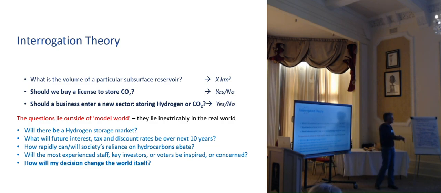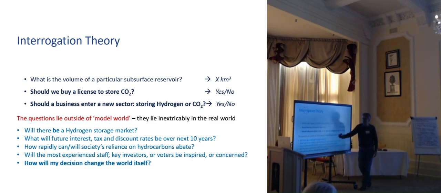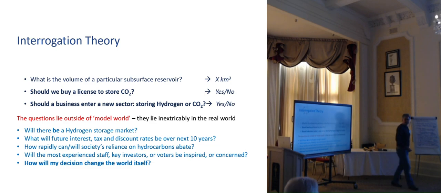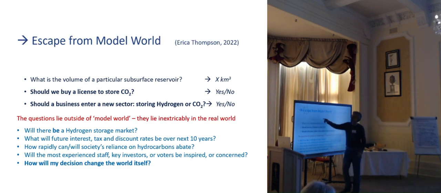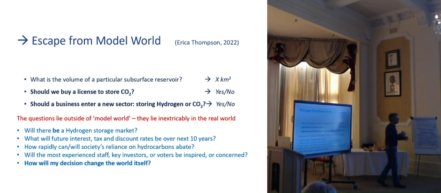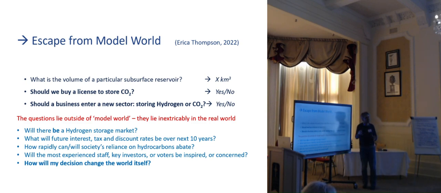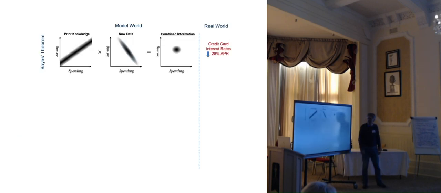So if I start a company that will store hydrogen, that will affect people immediately around me. But if the CEO of Exxon starts to announce that they have shifted away from hydrocarbons, that will change the entire world in one way or another. It changes the entire landscape in which I make these decisions. So now we enter this domain, which is where we have to escape from the model world into the real world to make the decision. We're no longer able to just compute it in the way that we did previously. So that previous machinery now doesn't apply.